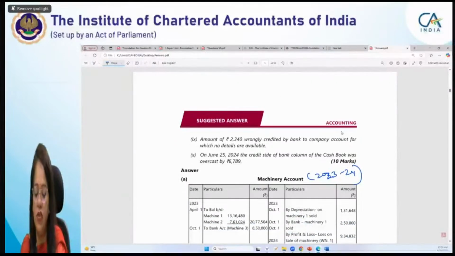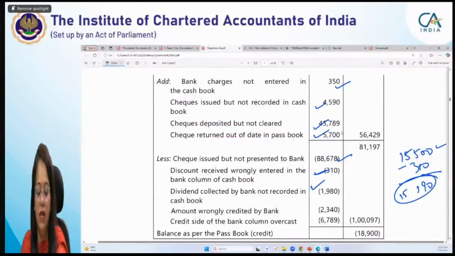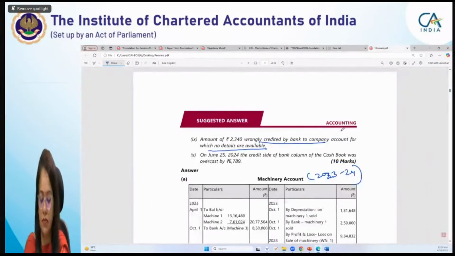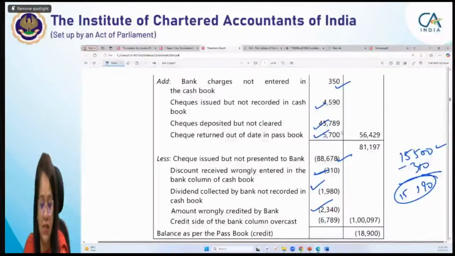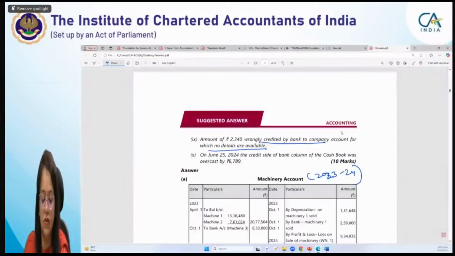Amount of rupees 2,340 wrongly credited by bank. This has been by mistake credited by bank for which no details are available. कोई details इसकी available नहीं है. So we have to reduce it from our overdraft balance.